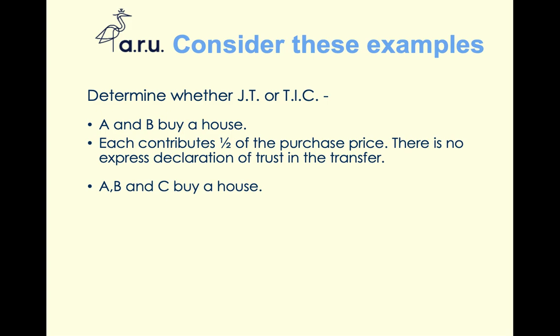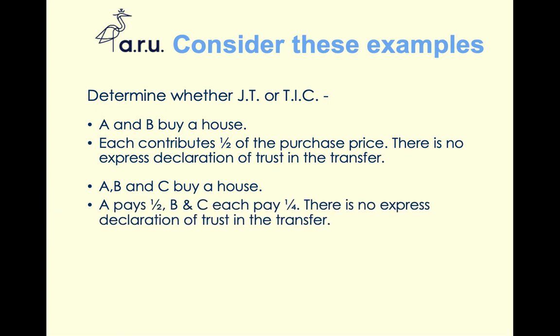Next example, A, B and C buy a house. A pays a half, B and C each pay a quarter, and there is no express declaration of trust in the transfer. Again, in the eyes of the law, the legal title, we would have joint tenants. In brackets, up top, we would have A, B and C as a collective within the brackets.